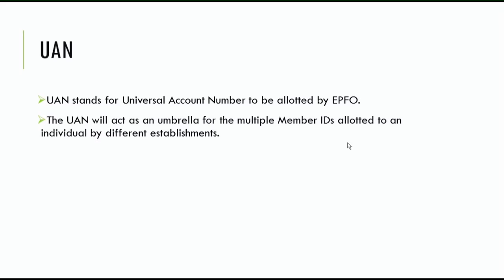The next thing is the UAN. UAN stands for Universal Account Number, allotted by EPFO. For example, if you are working for multiple organizations, then you will have multiple PF accounts. The UAN will act as an umbrella for multiple member IDs, that is PF numbers. That is UAN.